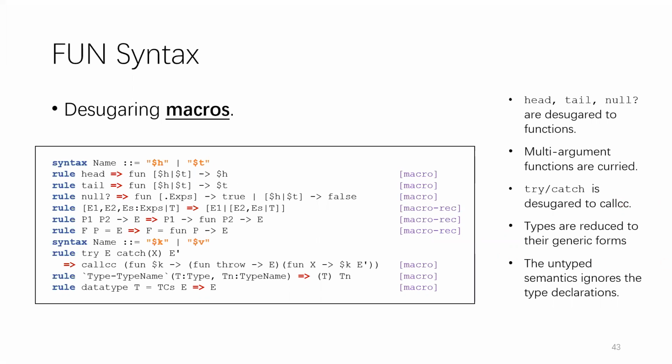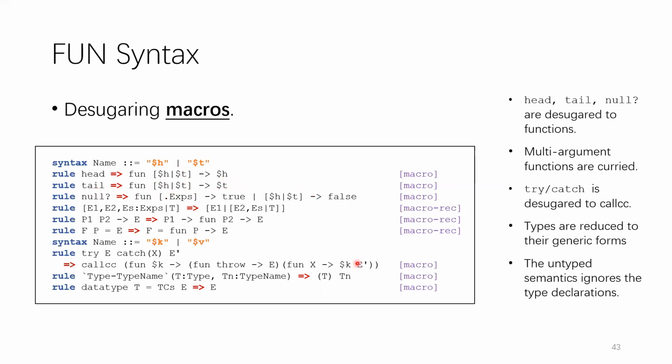This is also the last part of the syntax definition. For example, the head function for list would be desugared to the function that matches a non-empty list and returns the head of it. So the head is actually a function found that matches on this pattern, the head and the tail, and it returns the head of it. And the tail just returns the tail, and so on.